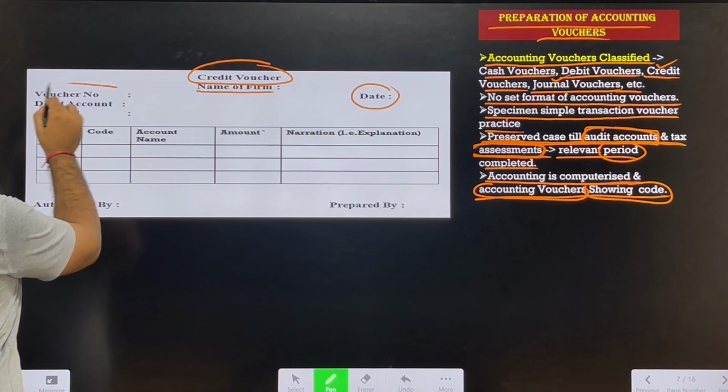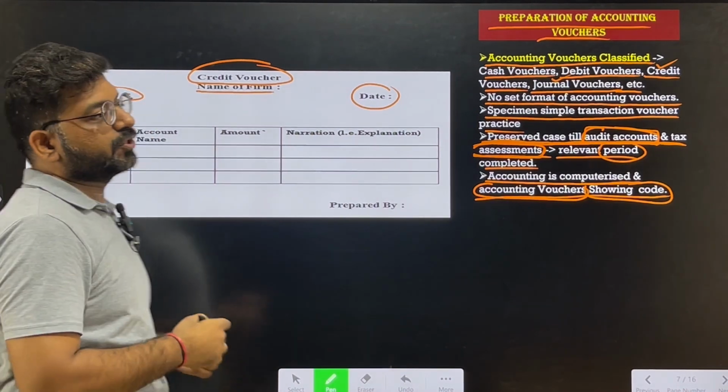Next, the voucher number. As I told you, every voucher should have a unique number, because if there is no serial number, then there can be a havoc situation. Suppose I have given voucher number 1 to someone and voucher number 1 to another person as well. So what will happen? I will only record voucher number 1 as one part. Okay.